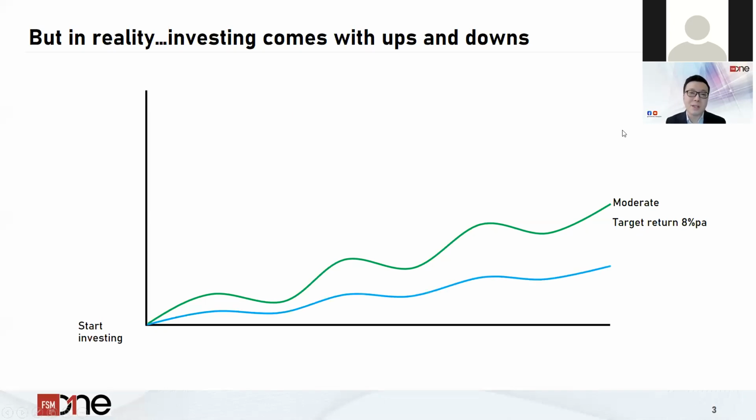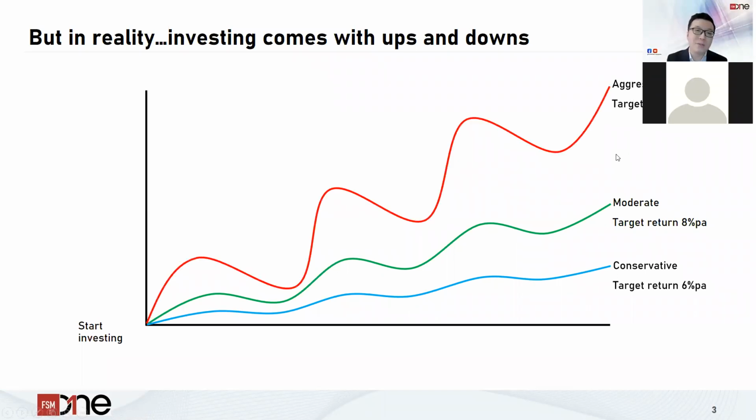If you think that this kind of volatility is too much for you, you may want to taper down the volatility of your overall portfolio, and you also need to adjust your target return as well, for example, 6% per annum. If you wanted a higher target return, for example, 12% per annum, definitely you will need to take on higher volatility to reach that target return.